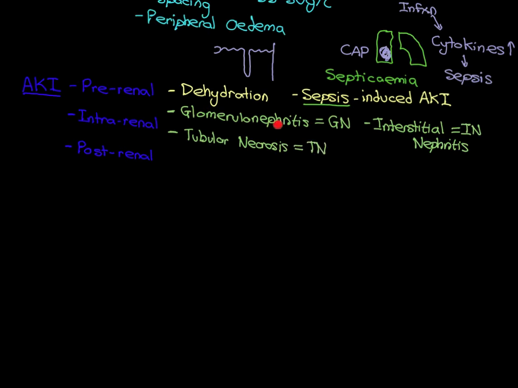So, three major categories then of intrarenal disease: glomerulonephritis, inflammation of the glomerulus and the glomerular basement membrane and the Bowman's capsule up here of all the nephrons; interstitial nephritis, inflammation of the interstitium between the nephrons; tubular necrosis, where for some reason the tubule cells are going to die or be damaged hugely.